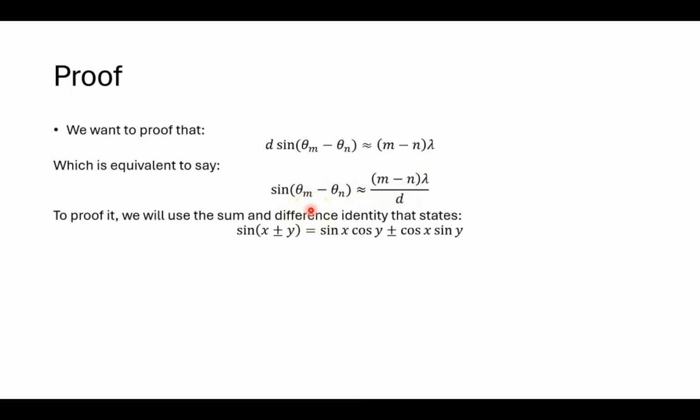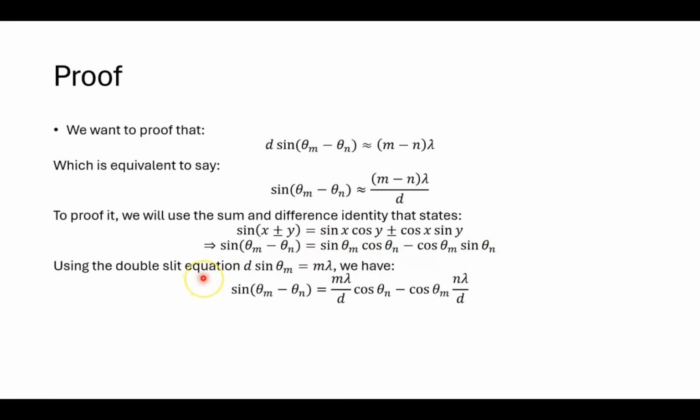Well, the first thing we're going to do is use the sum and difference identity. That says the sum or difference of 2 angles in a sine, you can expand it like this, which is the product of sines and cosines. You may remember this formula from your 11th grade spec math. And for our case, we just replace this x here with our theta m, and the y here is theta n, and we take the minus sign. And then we basically do the same thing on the right hand side.